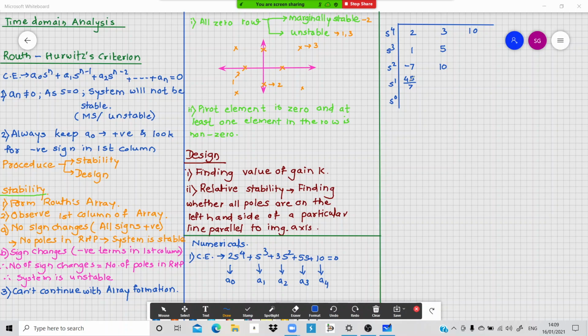Correct? And the last one, this into nothing and divided by this. So it is going to be 45 by 7 into 10 minus 7 into 0. So this term cancels and divided by 45 by 7, so this also cancels. So only 10 is remaining. So it is going to be 10. What you have to do, you have to observe the first column.